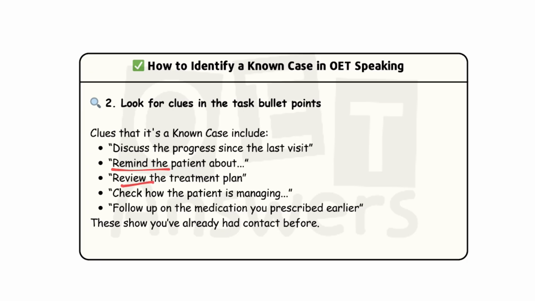Check how the patient is managing. After surgery or after treatment, how is the patient managing at home? How is the progress level of the patient? Everything is about a known case. Follow up on the medication that you prescribed earlier, indicating a known case. These show you have already had contact before.